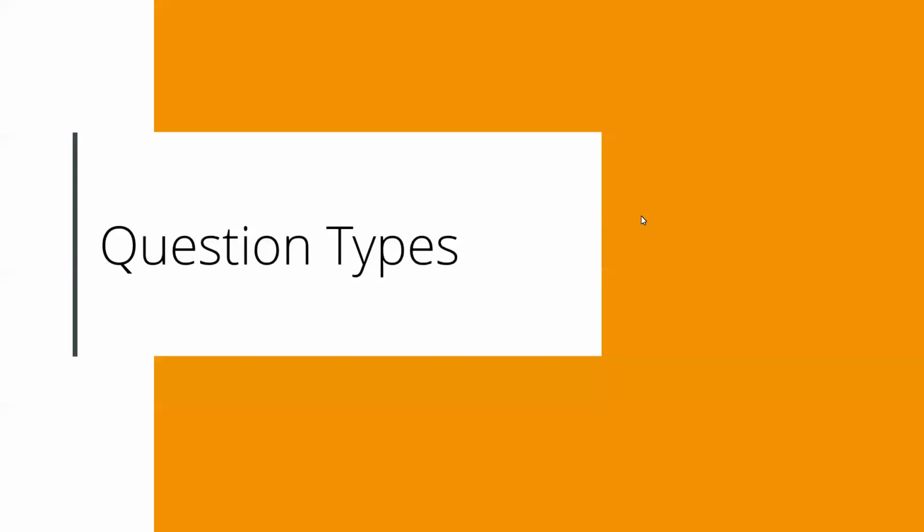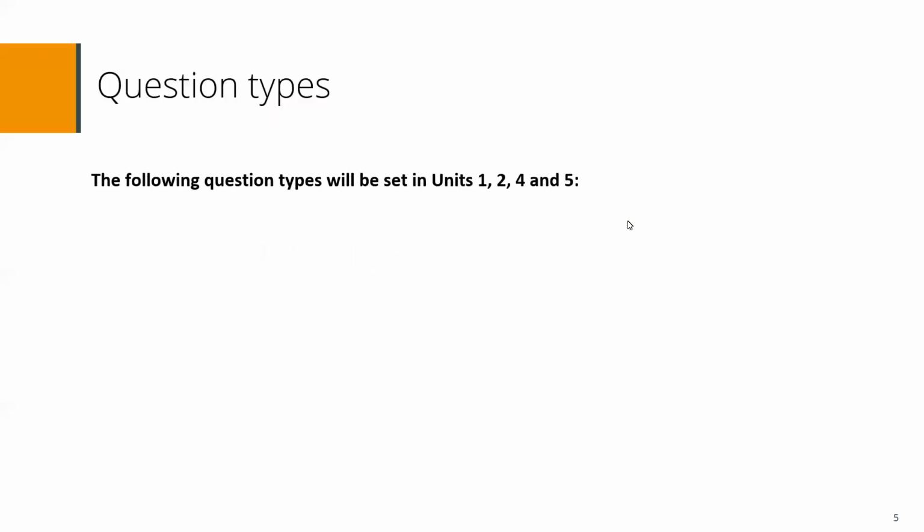Let's have a look at the various different question types. The following question types will be set in units 1, 2, 4, and 5. For those of you who were with me last Thursday, you will remember that these are essentially what you might call the theory papers in the 6 particular units on which papers are set. Units 1 and 2, of course, are for the International Advanced Supplementary qualification, and units 4 and 5 are for the International A-Level qualification.